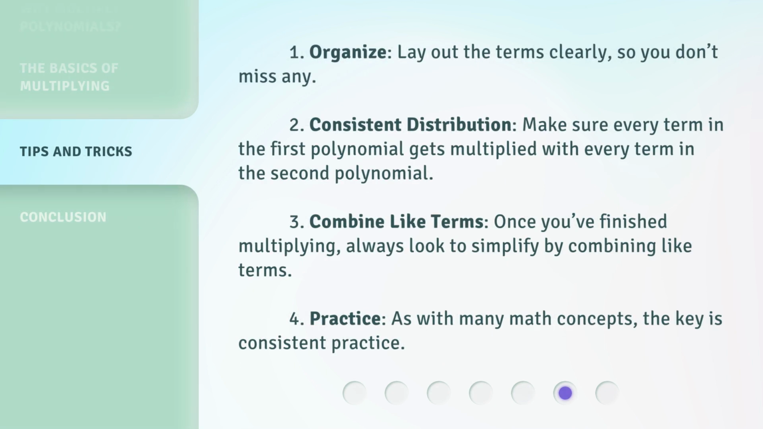1. Organize. Lay out the terms clearly, so you don't miss any. 2. Consistent distribution. Make sure every term in the first polynomial gets multiplied with every term in the second polynomial. 3. Combine like terms. Once you've finished multiplying, always look to simplify by combining like terms. 4. Practice. As with many math concepts, the key is consistent practice.